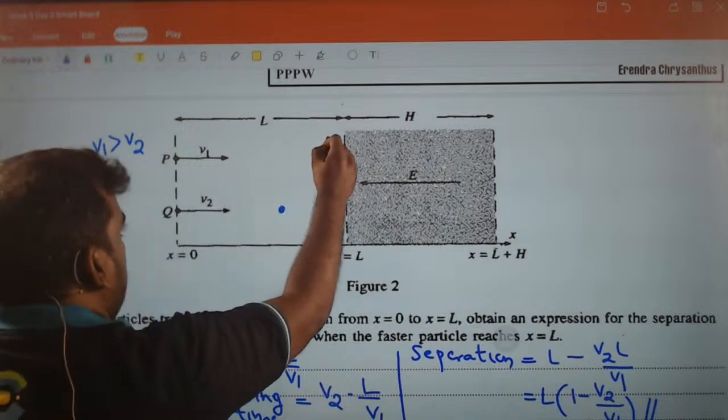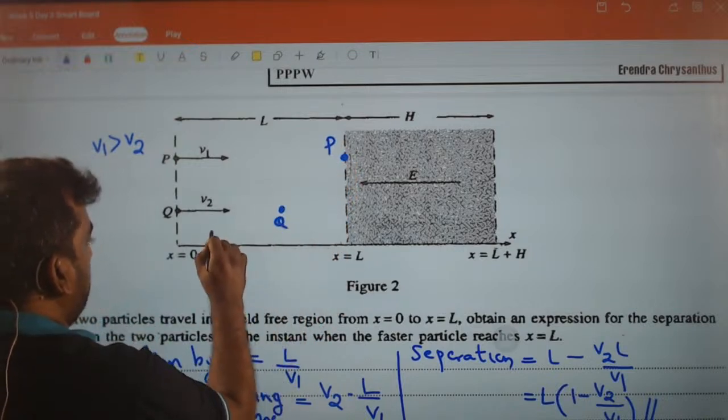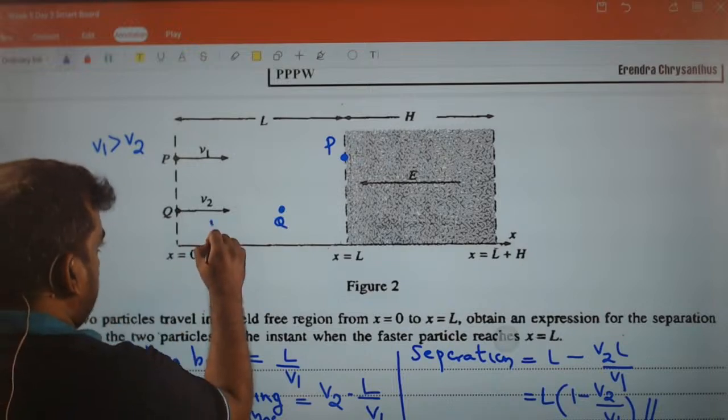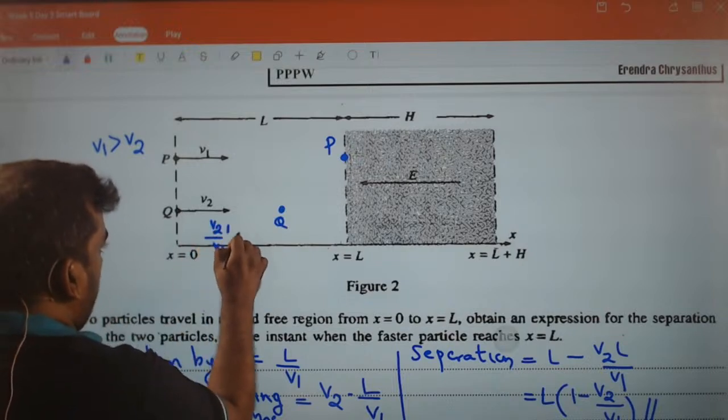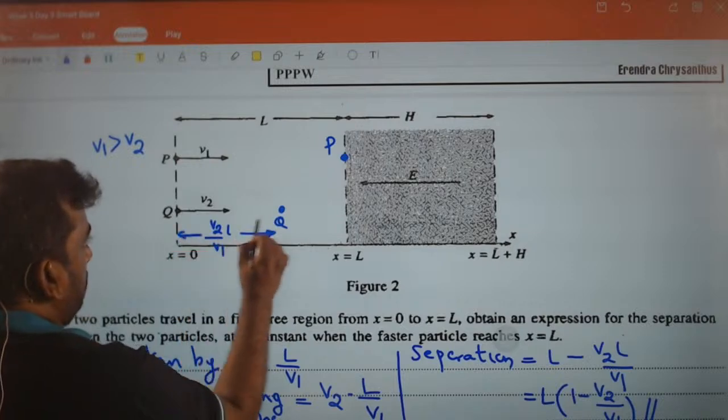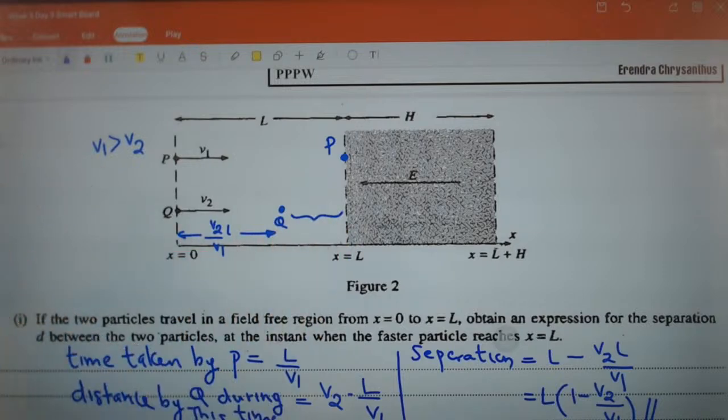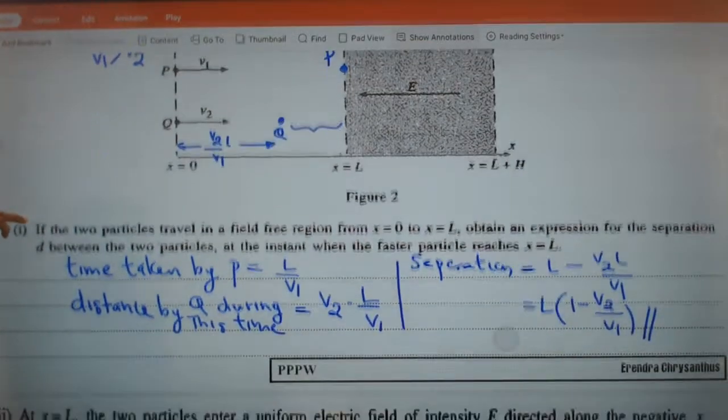So P is here, Q is here. That's V2, V1, L. So the separation is that distance: L minus LV2 over V1. Right. What else? Have a look.